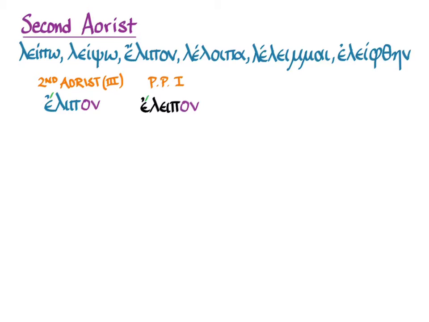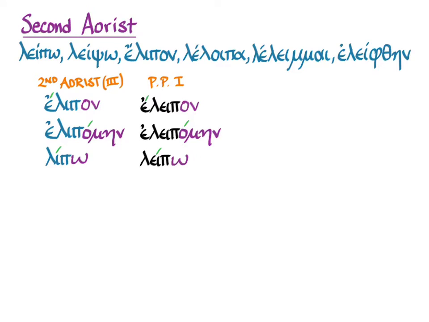That's imperfect, not aorist. You have to know your principal parts to know the difference between elipomen and elepomen. Elipomen is the second aorist, I caused to be left. Elepomen is I was being left or I was causing to be left. It could be either imperfect indicative middle or imperfect indicative passive. You have to know your principal parts to know the difference between lipo and lepo.